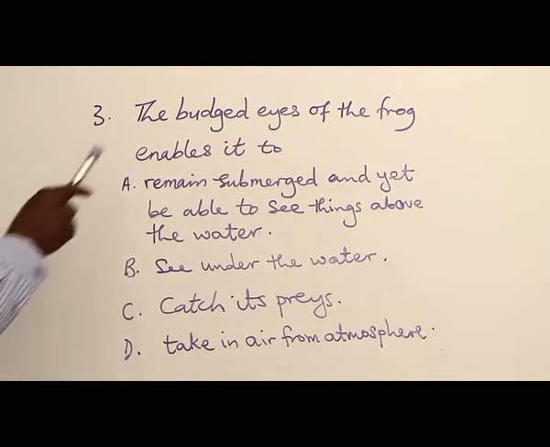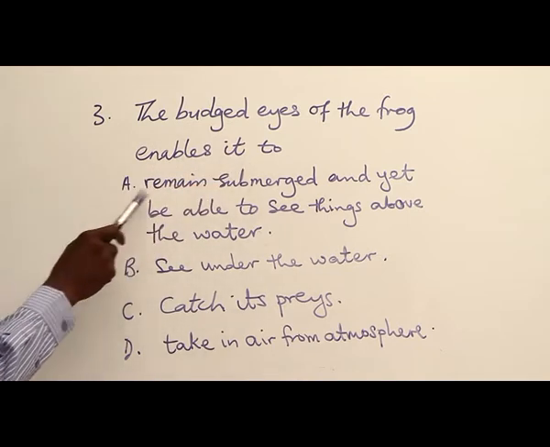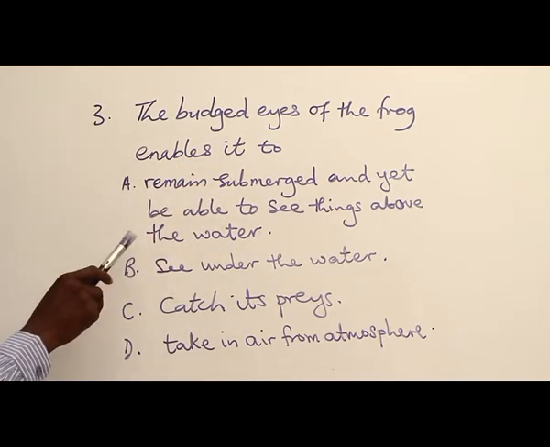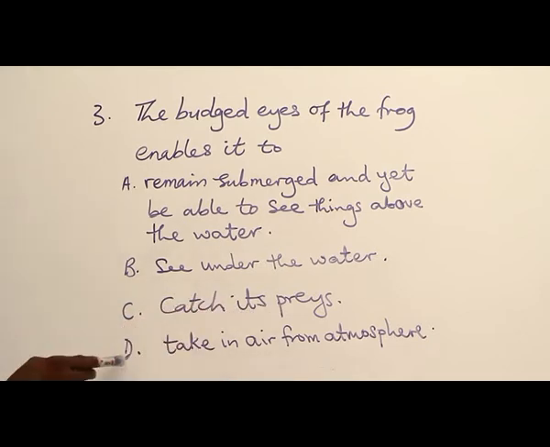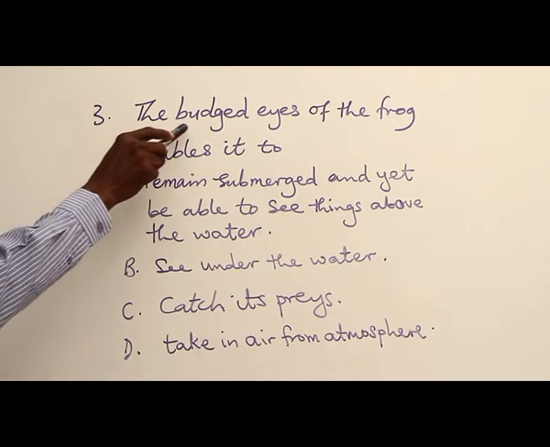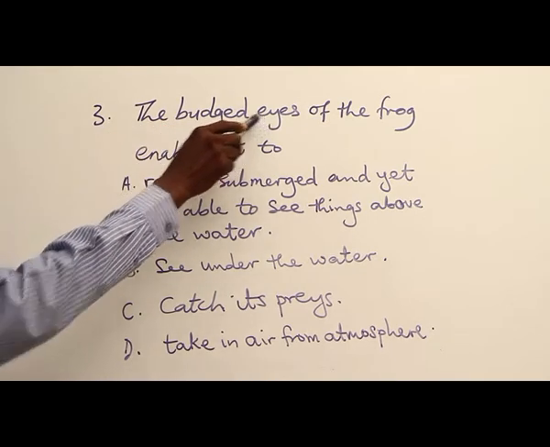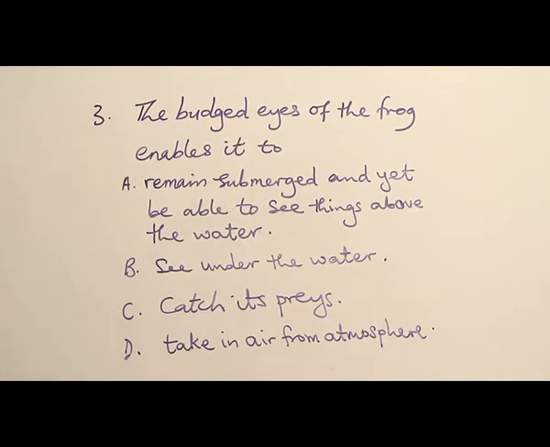Question 3. The bulged eyes of the frog enables it to A. Remain submerged and yet be able to see things above the water. B. See under the water. C. Catch its prey. And D. Taking air from atmosphere. Now, the question is, of what use is the bulged eyes of the frog for it inside water?